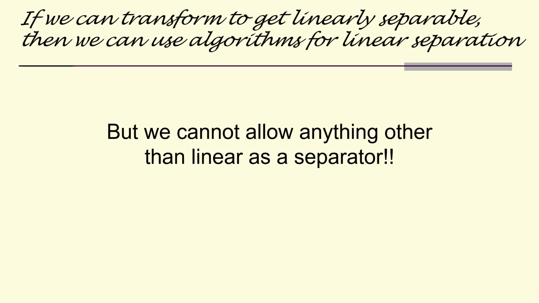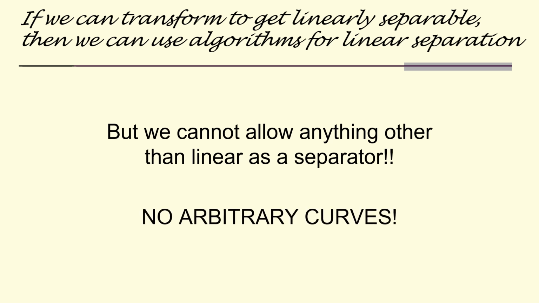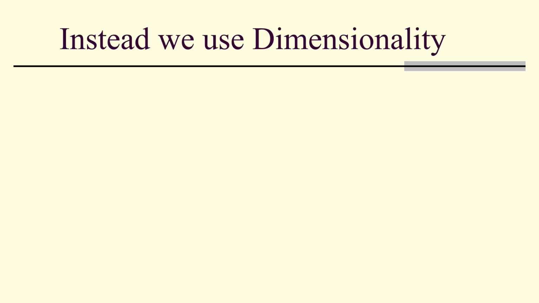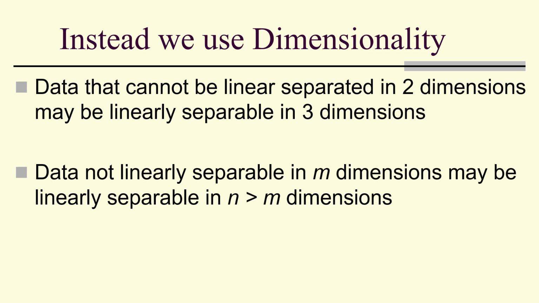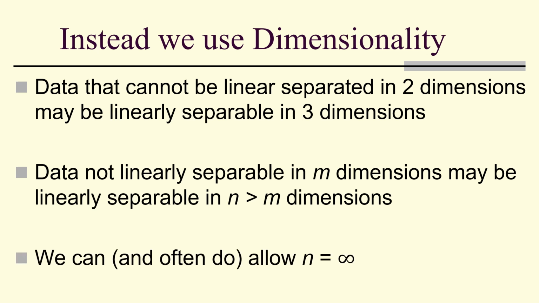But we don't want to allow anything other than linear as a separator. No arbitrary curves. Instead, we use dimensionality. Data that may not be linearly separable in 2 dimensions may be linearly separable in 3 dimensions. Data not linearly separable in m dimensions may be linearly separable in much more than m dimensions. And in fact, maybe it's separable in an infinite dimensional space that contains our original feature space.